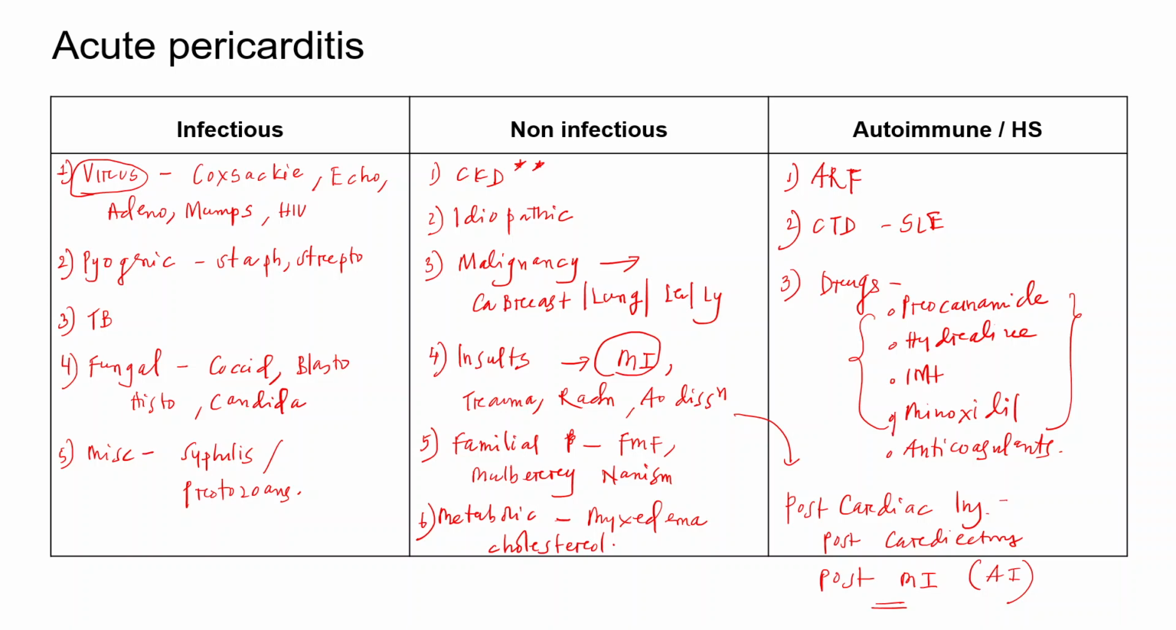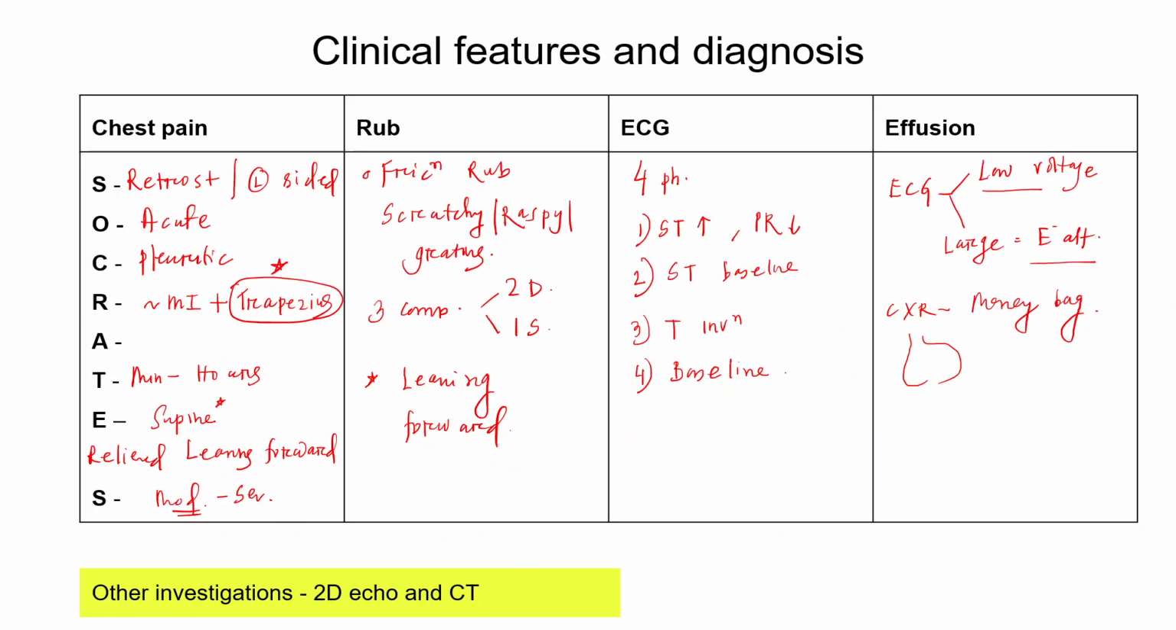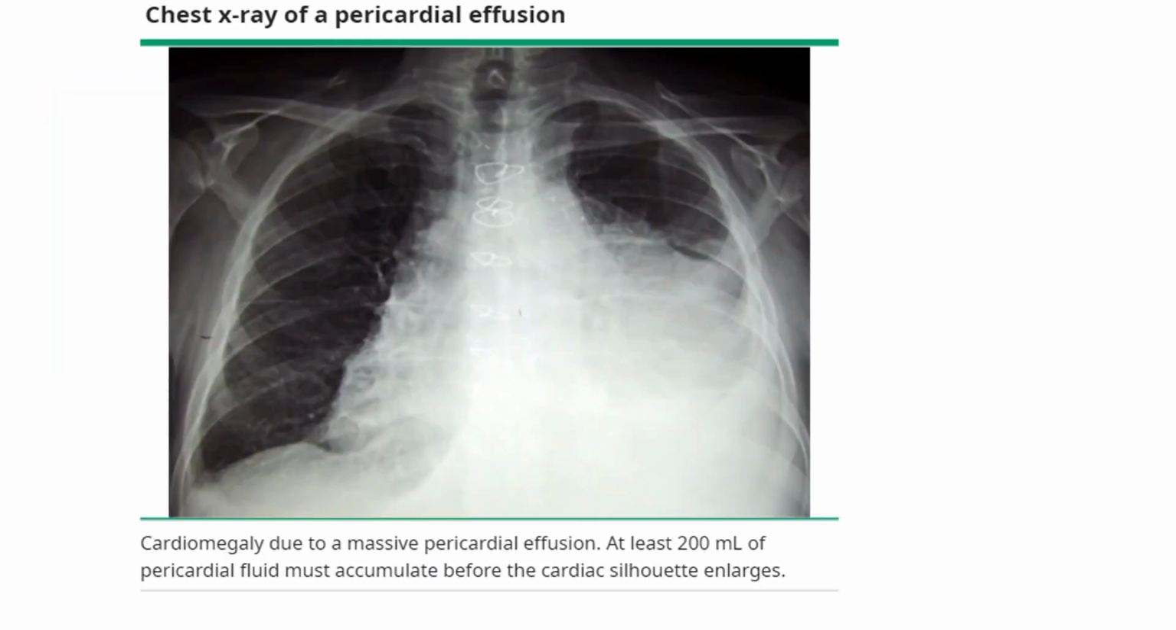One important clinical finding that you should remember in case of effusion is Ewart sign. What is Ewart sign? Because of the fluid, there will be decreased breath sound at the inferior angle of the left scapula, that is known as Ewart sign. So these are the findings you may get if there is associated effusion with pericarditis. Other investigations you can do are 2D echo and CT scan. This is the money bag appearance.